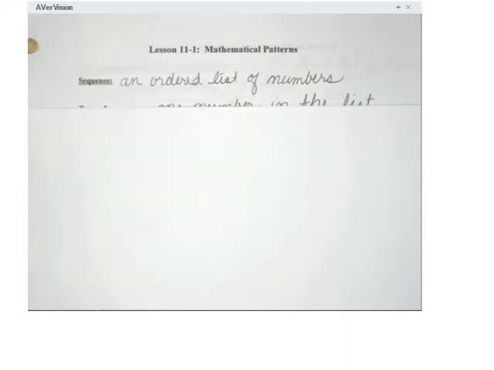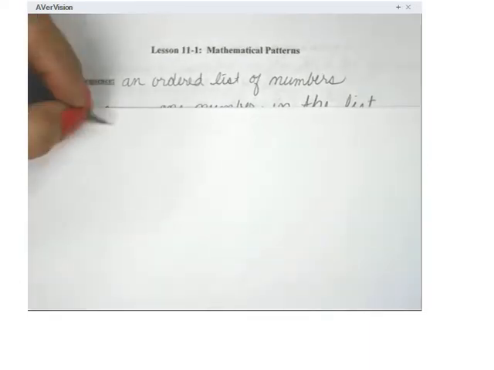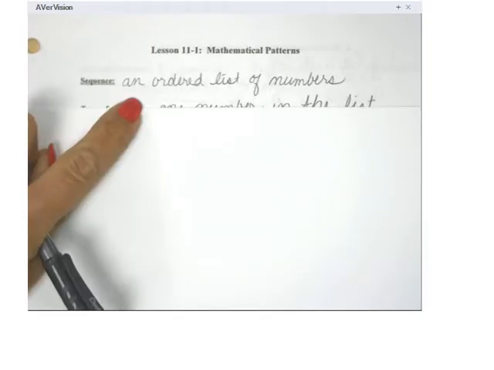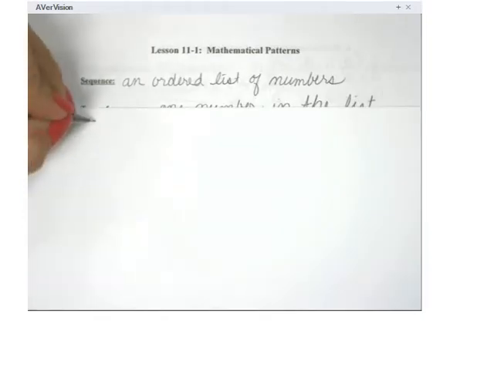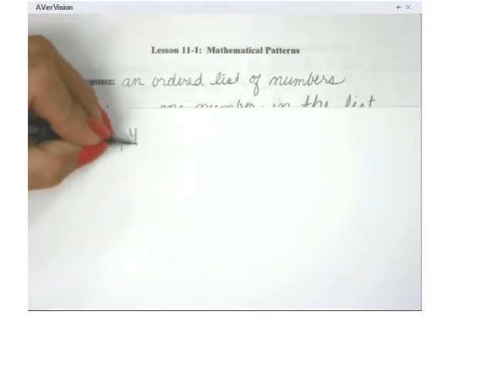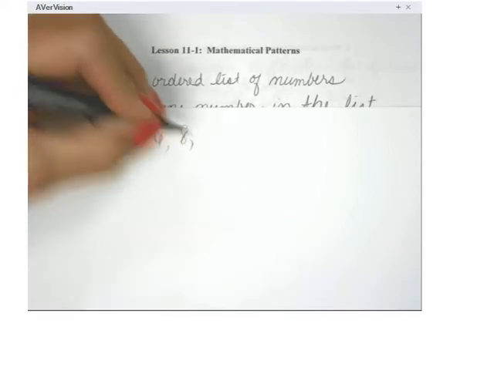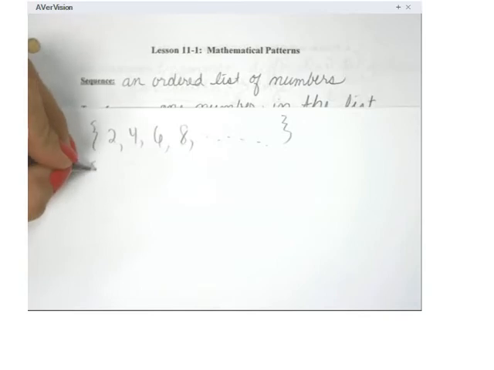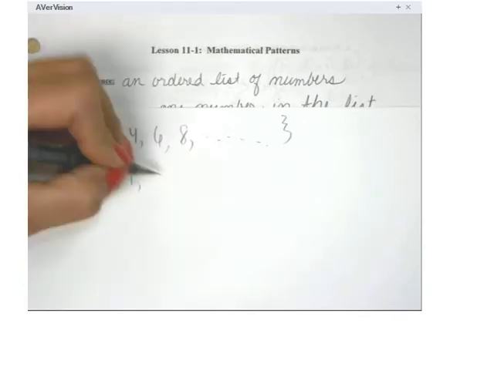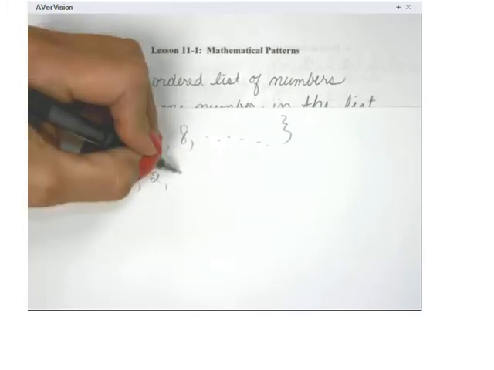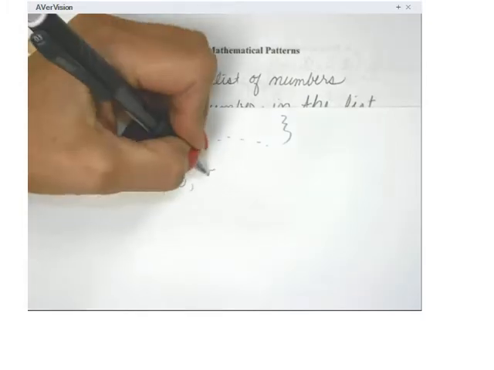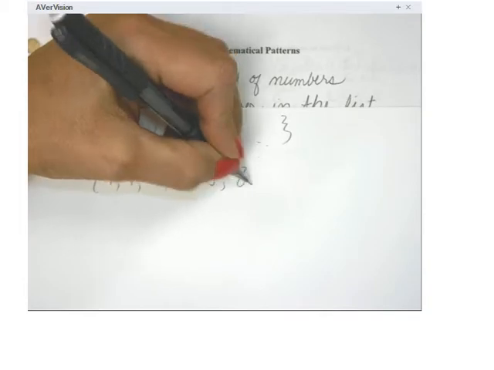In Chapter 11, we're going to be looking at sequences and series. And sequences, you've seen before. If I gave you an ordered list of numbers, something like 2, 4, 6, 8, dot, dot, dot, there's a sequence. I could give you a sequence like this: 1, 1, 2, 3, 5, 8.